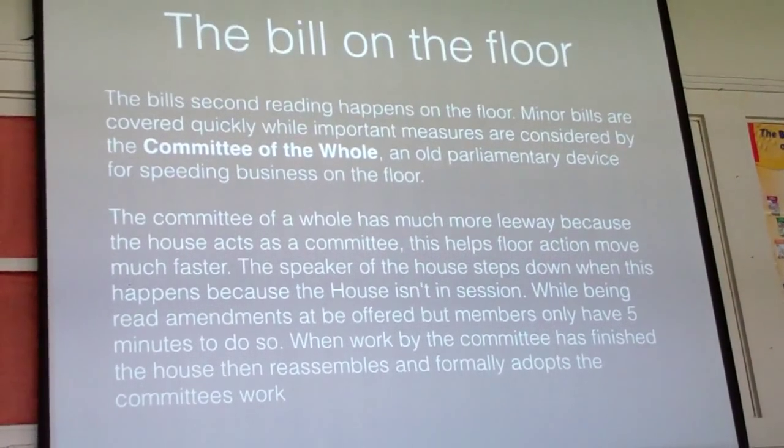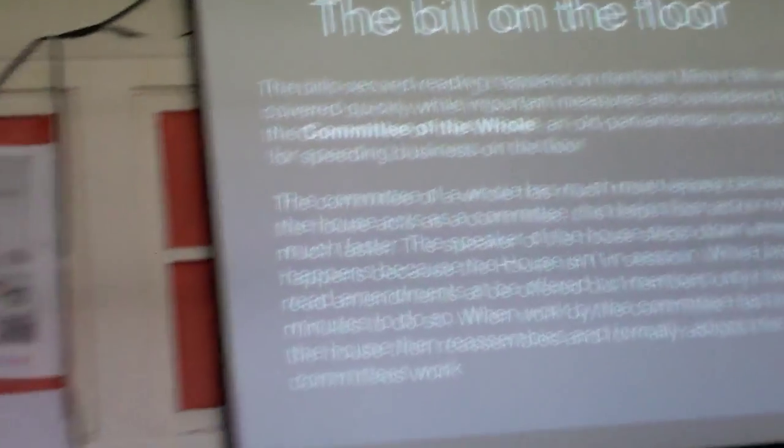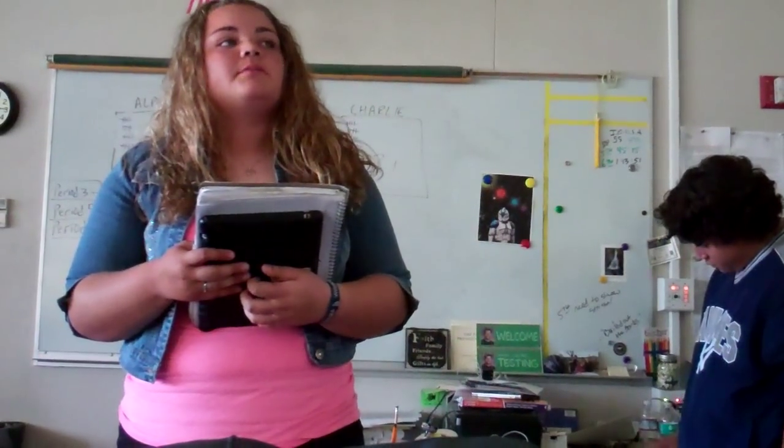The bill on the floor. The bill's second reading happens on the floor. The minor bills are covered quickly while important measures are considered by the Committee of the Whole, an old parliamentary device for speeding business on the floor. The Committee of the Whole has much more leeway because the House acts as the committee. This helps floor action move much faster. The Speaker of the House steps down when this happens because the House isn't in session. While being read, amendments can be offered, but the members only have 5 minutes to do so.